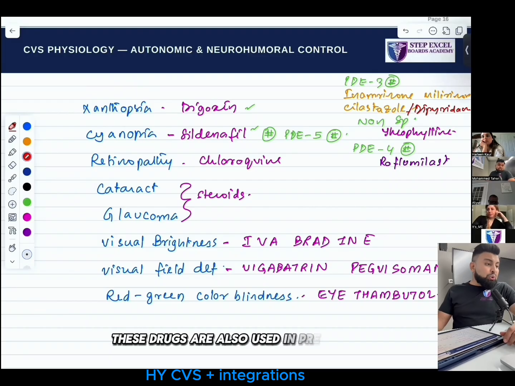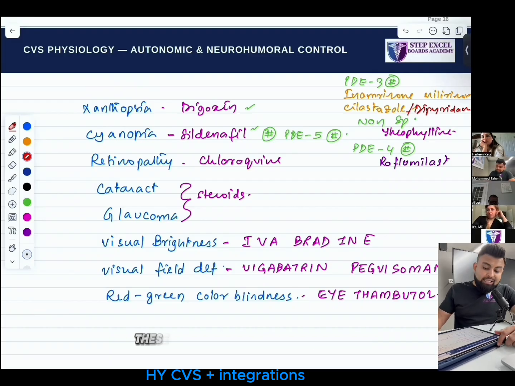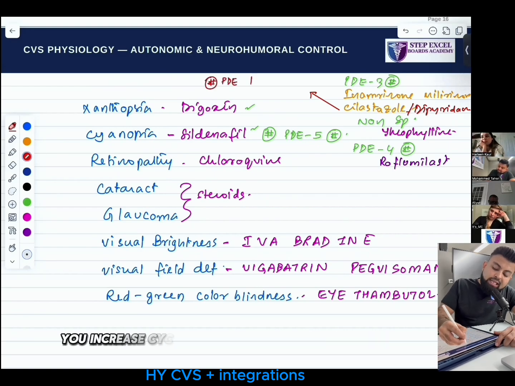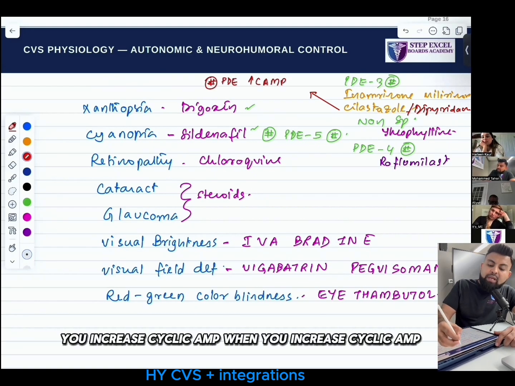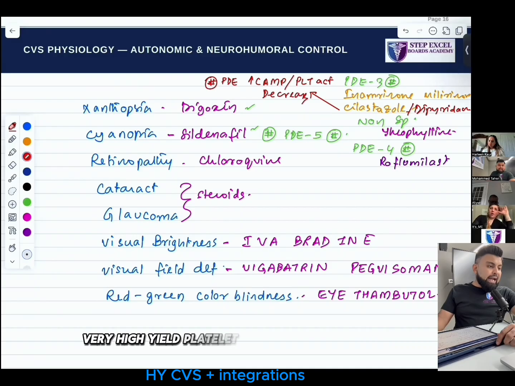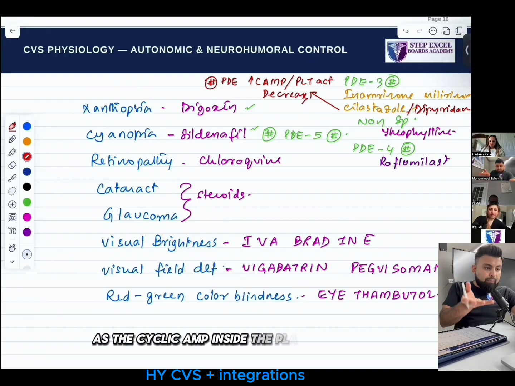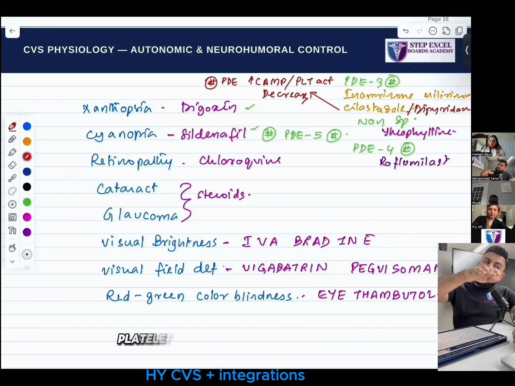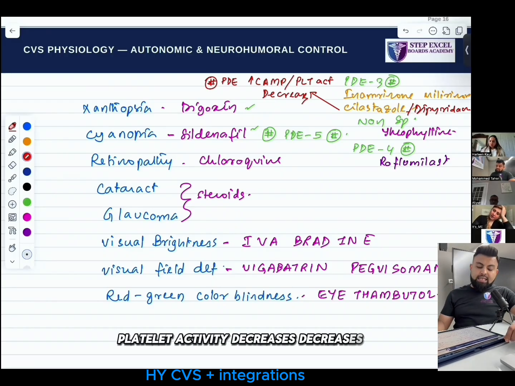These drugs are also used in prevention of stroke and TIA, right? These are inhibiting the platelets. Please remember, when you inhibit phosphodiesterase, you increase cyclic AMP. When you increase cyclic AMP, platelet activity decreases. Please remember this concept, very high yield. As the cyclic AMP inside the platelet increases, platelet activity decreases, right?